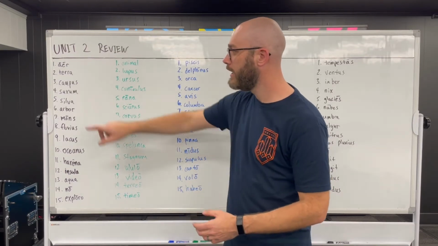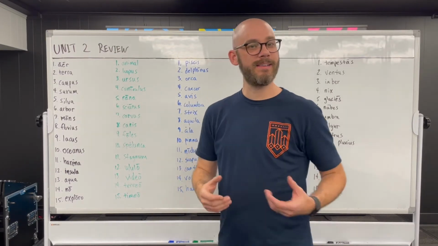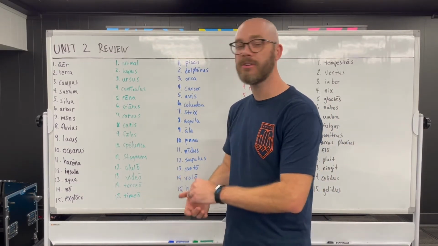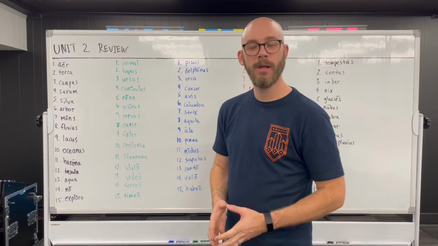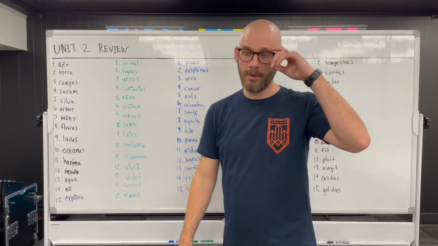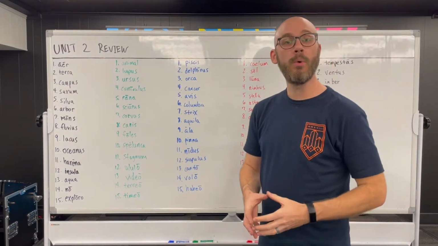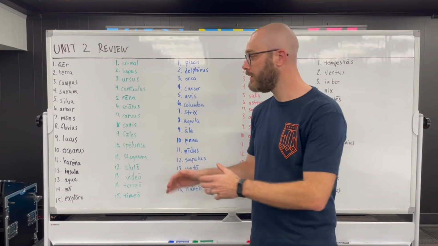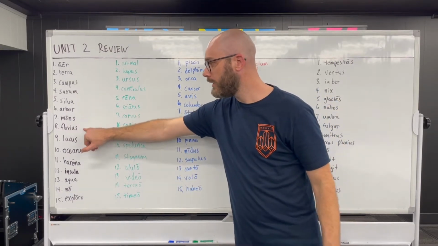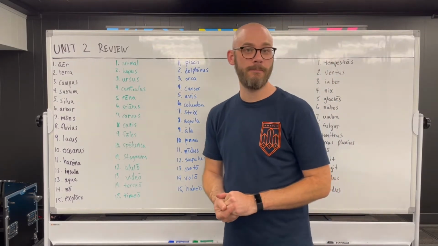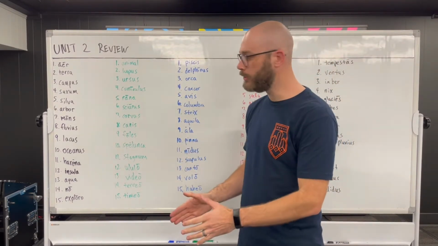Number 5, silva. Silva is a forest. A forest is a silva. Number 6, arbor. An arbor is a tree. A tree is an arbor. Number 7, mons. A mons is a mountain. A mountain is a mons. Number 8, fluvius. A fluvius is a river. A river is a fluvius.